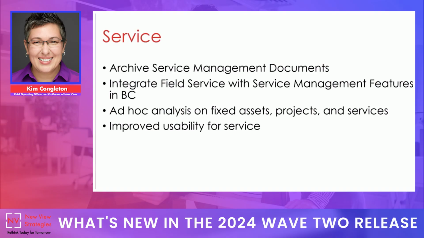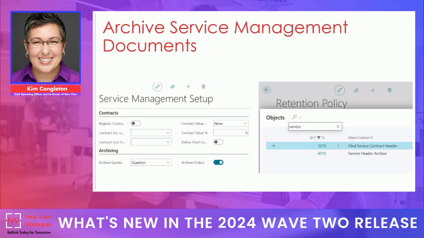Improved usability for service. Like how there's improved usability for projects, they've done some of that on service as well. So let's go ahead and take a look at a couple of those. Archive service management. This one, there are a couple of things that you have to turn on. You have to go into the service management setup. You have to toggle on the archive orders.